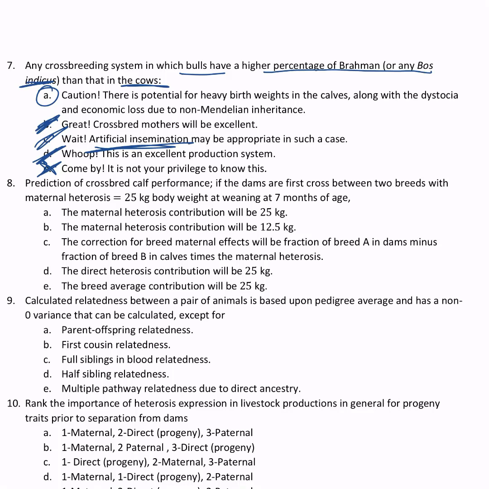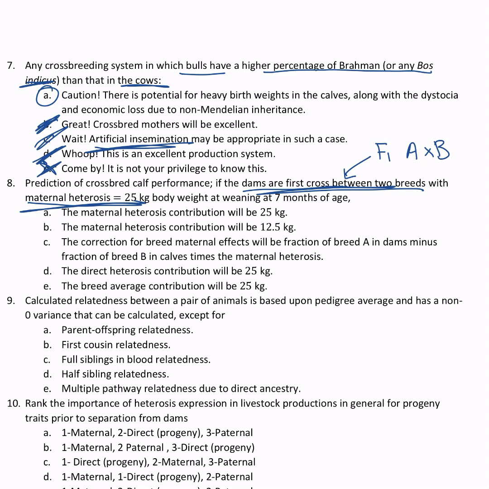So for my number 8, we have the prediction of crossbred calf performance in the dams that are first crossed between two breeds with maternal heterosis, 25 kilograms body weight at weaning at 7 months of age. So we have dams that are first crossed between two breeds. So we know these dams are F1. So we could think of it as an Angus times a Brahman or whatever breeds that you want to think of. It's a purebred on a purebred. These dams are F1s. And then we have our maternal heterosis value.